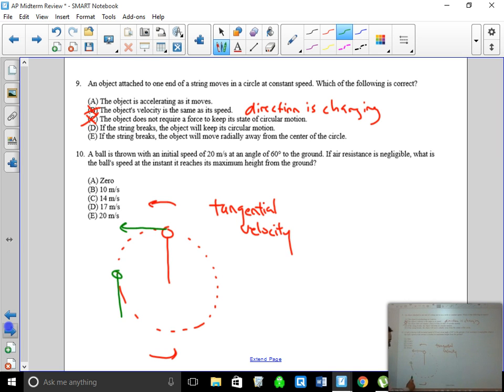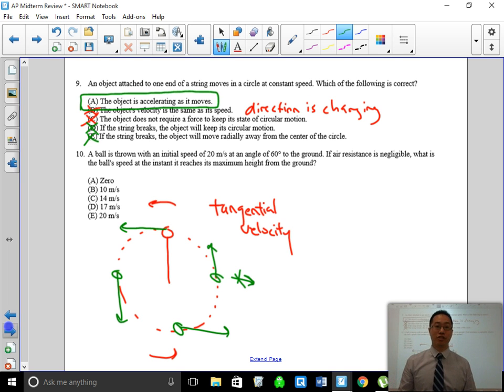So if it was up here, it flies off in a straight line. If it was over here, it flies off in a straight line. Over here, it flies off in a straight line. Radially means it flies away from the circle, which is wrong. And it will definitely not keep its circular motion. So the fact is, because it is changing direction, the velocity is changing, so therefore there must be an acceleration.